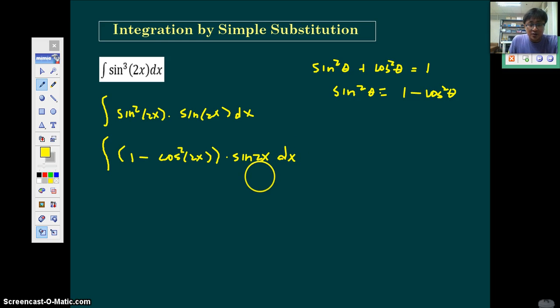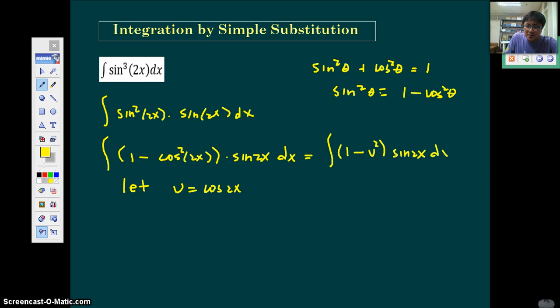Now this can be integrated by substitution by letting u be equal to cosine 2x. So if u is cos 2x, notice that your integral now would be transformed into this: 1 minus, if u is cos 2x, then cos squared 2x must be u squared. So 1 minus u squared, and then sine 2x dx. So the problem now in this integral, we have to replace this part here, sine 2x dx, with u.